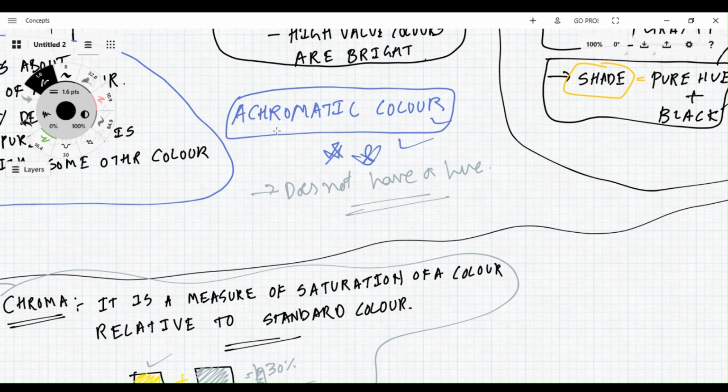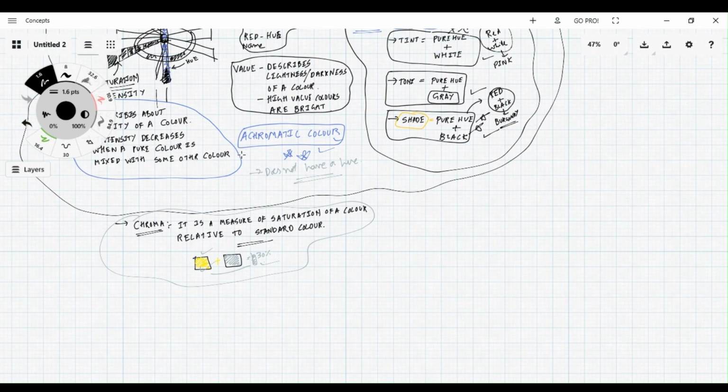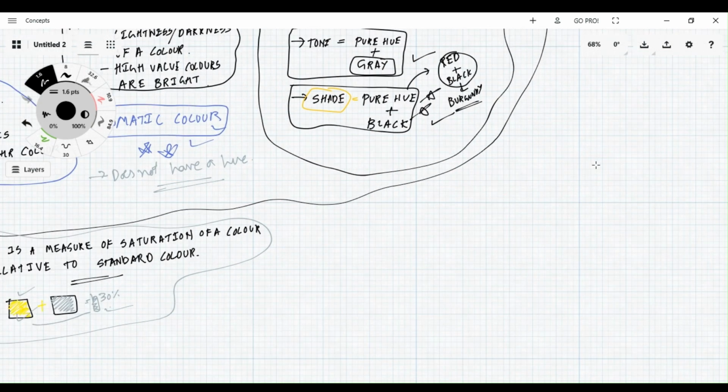Achromatic colors are considered to be neutral. Suppose if we make a question, achromatic color, or what kind? Achromatic colors are considered to be neutral and they include white, black, and gray. Which of the following is an achromatic color? First option red, second option black, third option yellow, fourth option none of the above. What you will answer? Black.